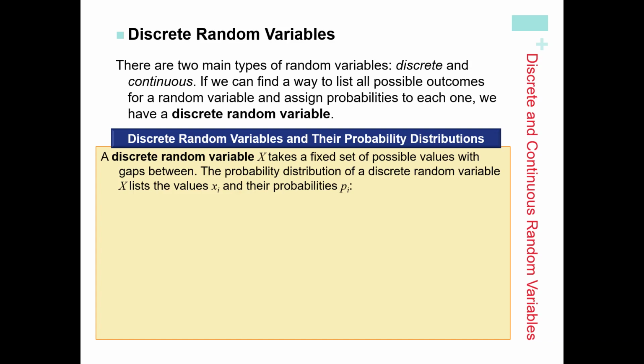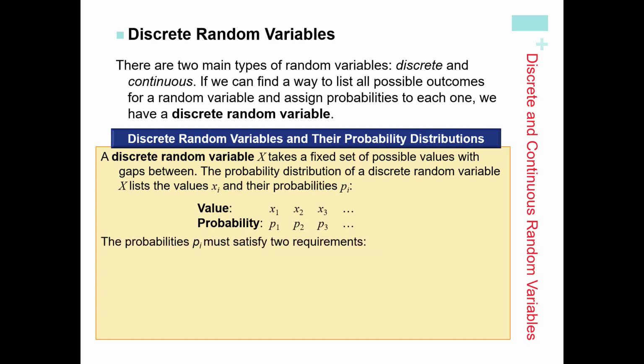The probability distribution of a discrete random variable X lists the values, which we're going to call each one of them xi, and their probabilities pi. So in other words, values x1, x2, and x3, which would be like the 0, 1, 2, and 3 in the last example, will have probabilities p1, p2, p3. This would be like the 1/8, 3/8, 3/8, 1/8 in the last example.